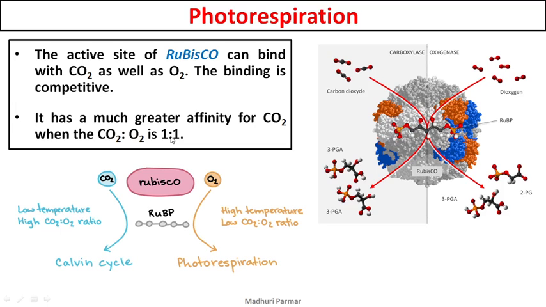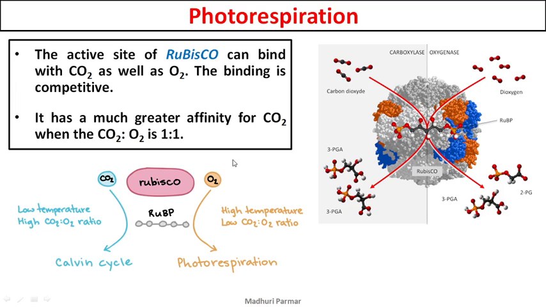for carbon dioxide. Clear? But what happens in the atmosphere, you already know, the amount of carbon dioxide is 0.04%, while the amount of oxygen is 21%. Right. So what happens? Here is your Rubisco enzyme. This is your RuBP, which is a 5 carbon compound. When there is lower temperature and a high carbon dioxide to oxygen ratio, this carbon dioxide will be fixed through the Calvin cycle. You will get sugar and everything.